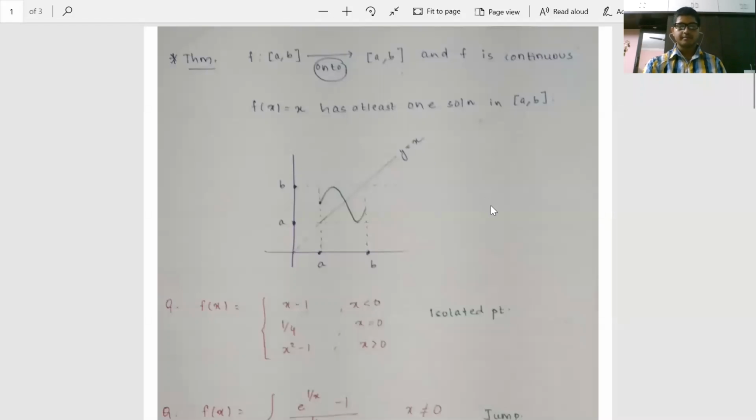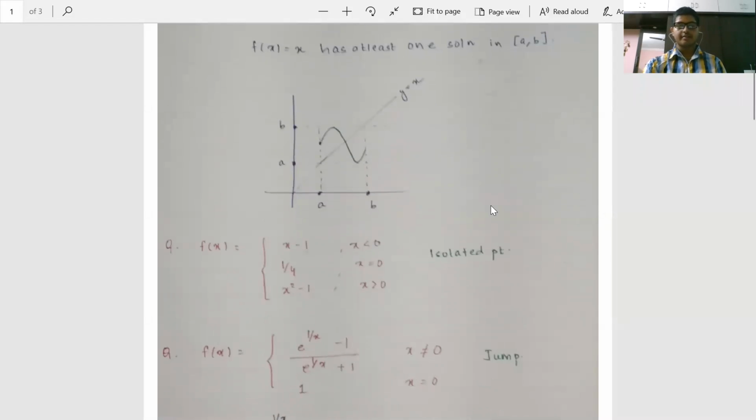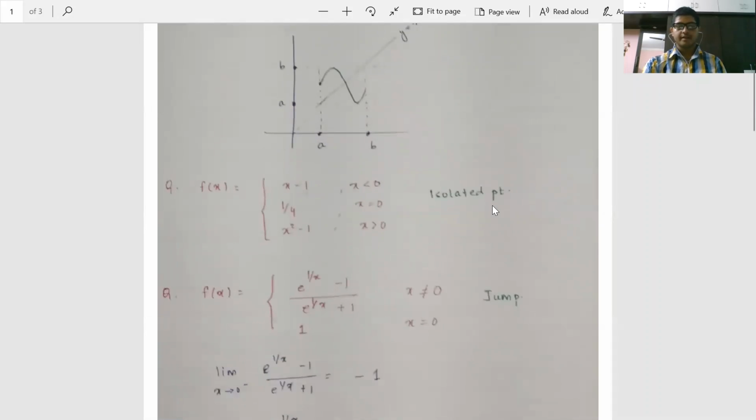Now let us solve some questions so as to get a better view towards this chapter. The first question here is, you can see it is f(x) given as x minus 1 when x less than 0, 1 by 4 when x equal to 0, and x square minus 1 when x is greater than 0. So you have to comment about continuity at x equal to 0. Fine. So when x equal to 0, what is the continuity of the function?